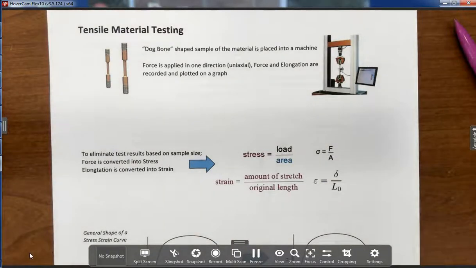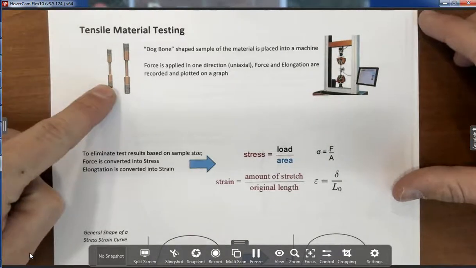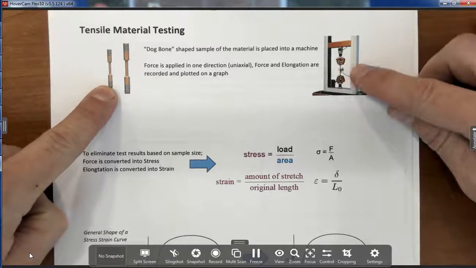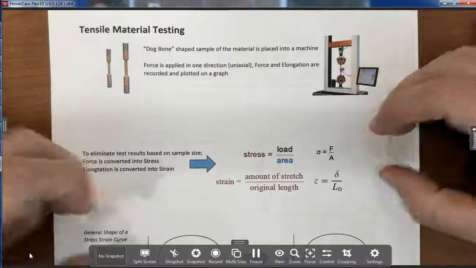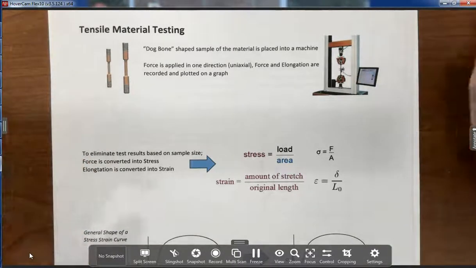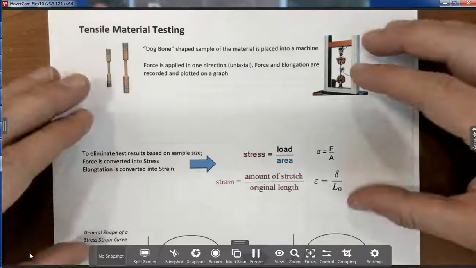Okay, so you should have been introduced to the ideas of elongation and strain, and then load and stress. So we're talking about this concept of tensile material testing, having a sample in the shape of a dog bone and putting it into a machine that can pull on it, put it in tension, and start to track and measure these forces and distances that are happening as the material starts to deform and stretch.